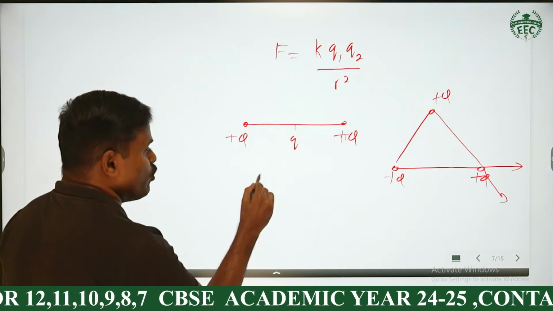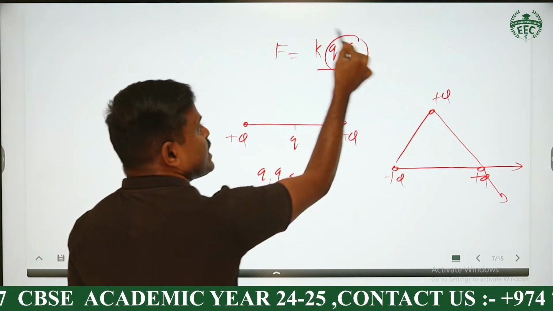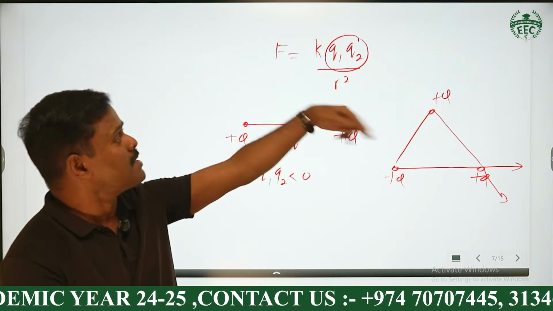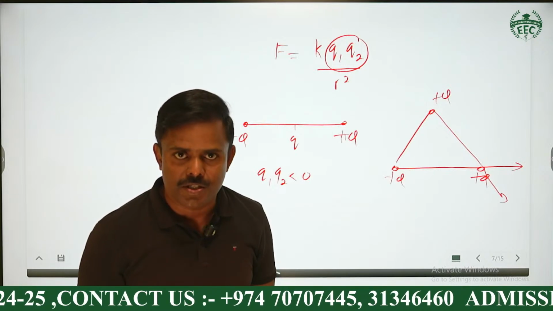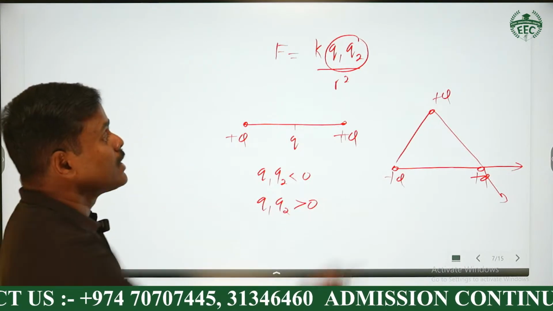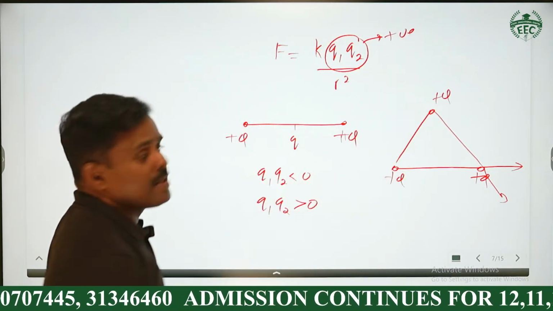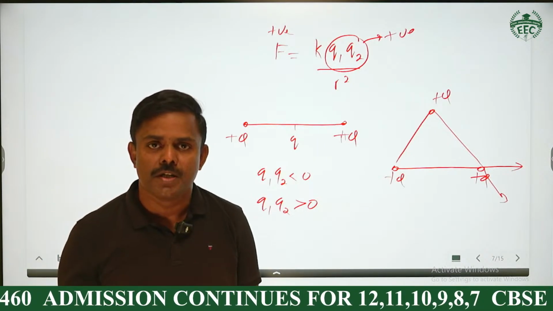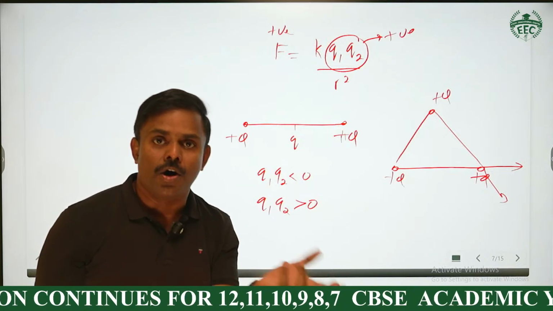And if Q1 Q2 is less than 0, what does it mean? Q1 Q2 less than 0 means the product is negative, so force is negative. Negative force represents attractive force. What if Q1 Q2 is greater than 0? That's an important question. Q1 Q2 greater than 0 means the product is positive, so force is positive, which means it is repulsive force. So the charges will be identical, Q1 and Q2 will be either plus or minus.